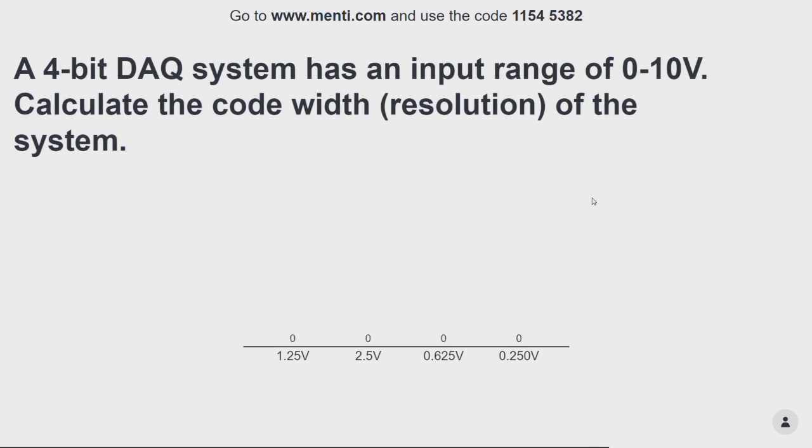So here, a 4-bit DAQ system has an input range of 0 to 10 volts. Calculate the code width, so it's called the code width or the resolution of the system.